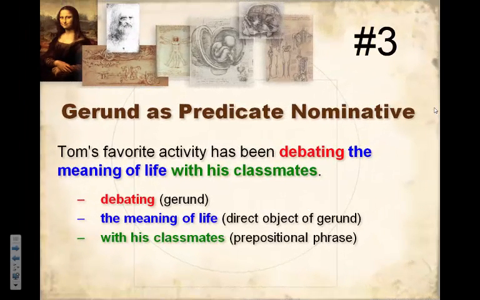Okay, you can also have a gerund as a predicate nominative, which is another type of noun. Tom's favorite activity has been what? So it follows a linking verb and answers what? Has been debating the meaning of life with his classmates. And this gerund phrase consists of debating, which is the gerund, the meaning of life, which is the direct object, and with his classmates, which is a prepositional phrase.